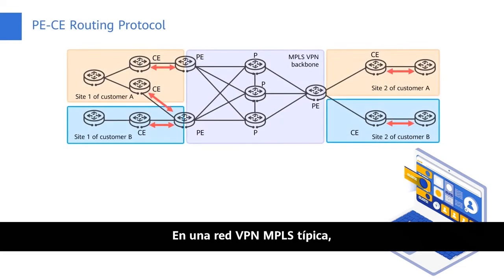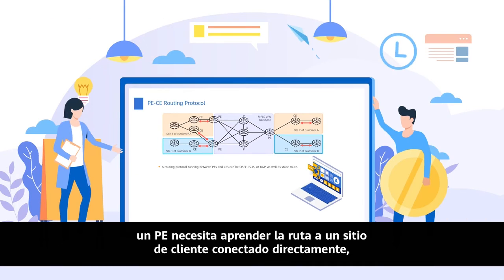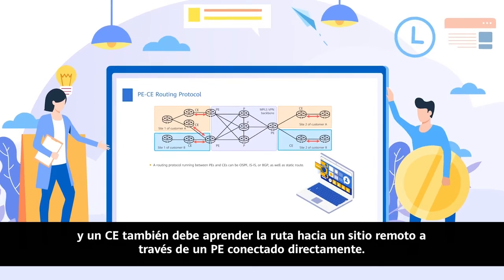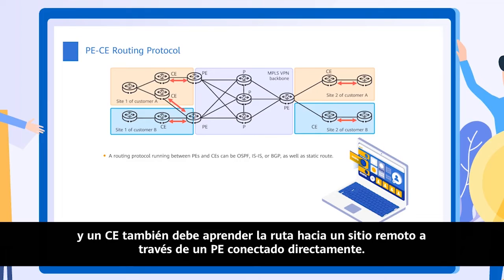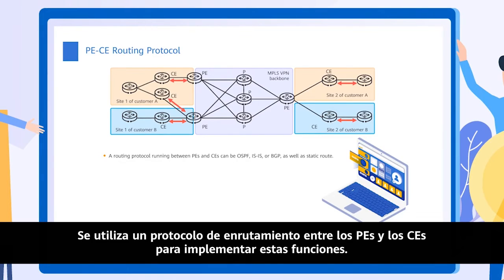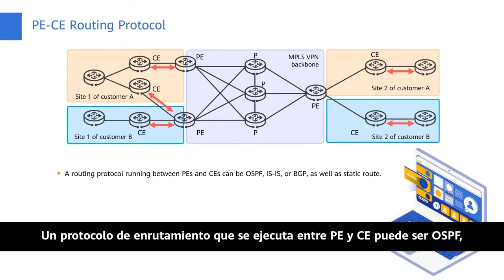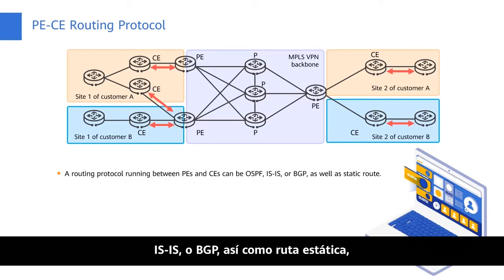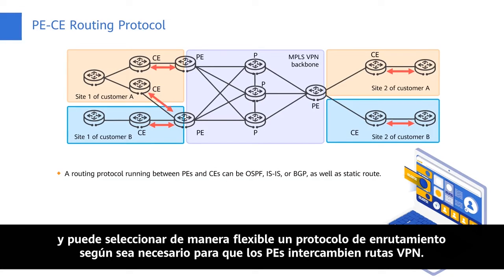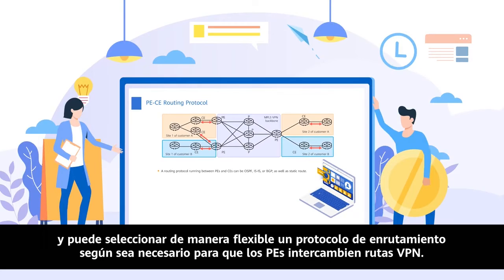On a typical MPLS VPN network, a PE needs to learn the route to the directly connected customer site, and the CE must also learn the route to a remote site through a directly connected PE. A routing protocol between PEs and CEs is used to implement these functions. A routing protocol running between PEs and CEs can be OSPF, IS-IS, or BGP, as well as static route. And you can flexibly select a routing protocol as needed for the PEs to exchange VPN routes.